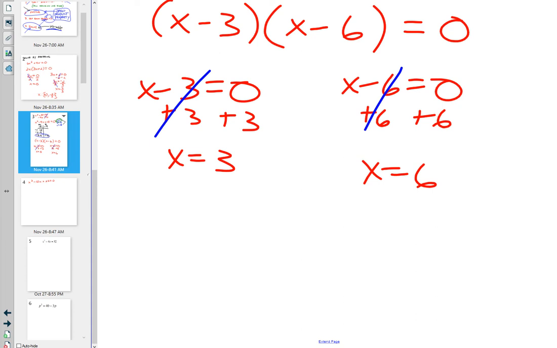So what should I write for the solution? If only I had a name, so I'd make it easier to refer to. When you have more than one solution, you write a set of solutions. And that's right, it's called the solution set. If I wrote 6, 3, would that be wrong? No, it would not.